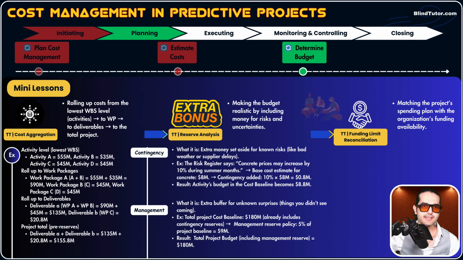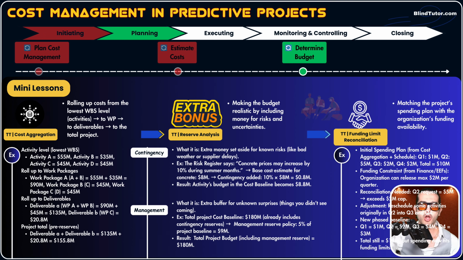Let's elaborate with an example, because examples are always the best way to describe stuff, especially complicated concepts. Guys, let's say initial spending plan from cost aggregation plus a schedule says that, hey, for quarter one, when we add up activities, we need 1 million. For quarter two, we need like 5 million. Okay, all of those activities cost will be like 5 million. For quarter three, it is 2 million, and for quarter four, it is 2 million. Okay, we came up with these numbers by considering the schedule and the cost baseline.